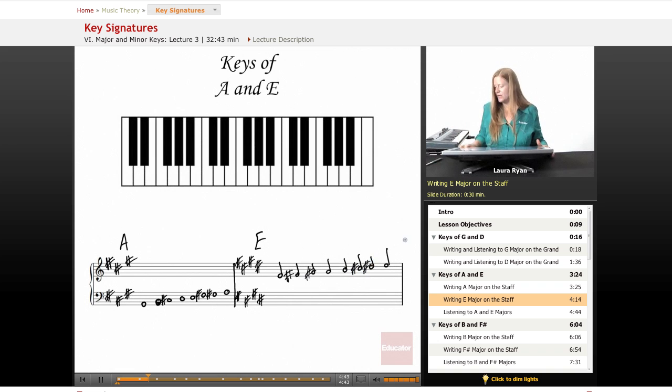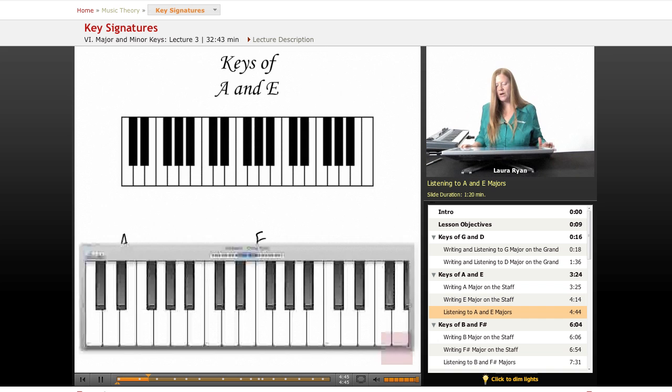Okay, let's listen. So the key of A: A, B, C sharp, D, E, F sharp, G sharp, A. The key of E: E, F sharp, G sharp, A, B, C sharp, D sharp, E.